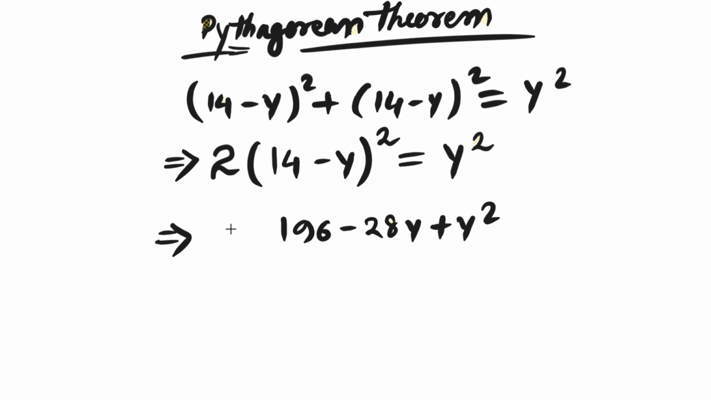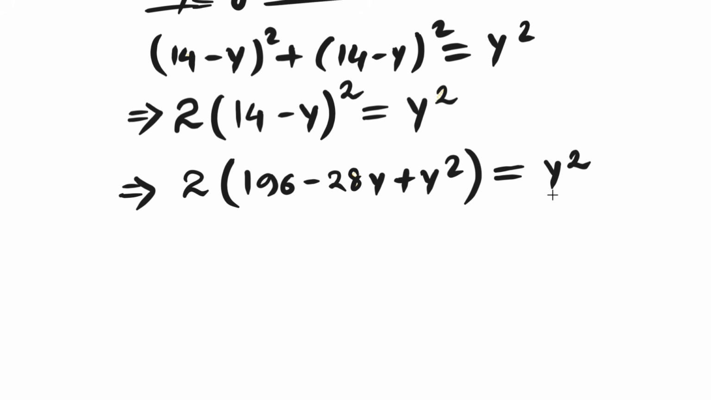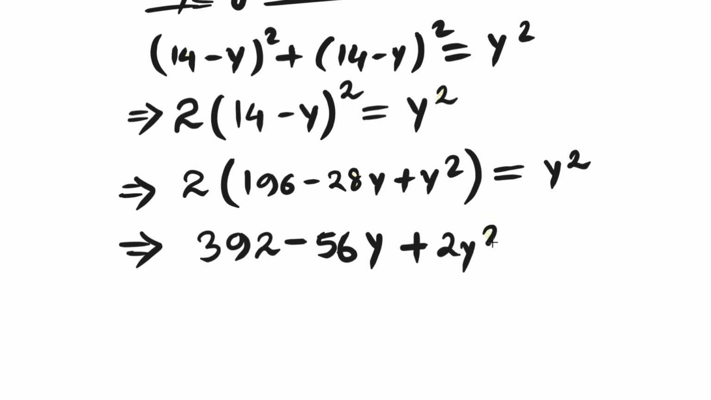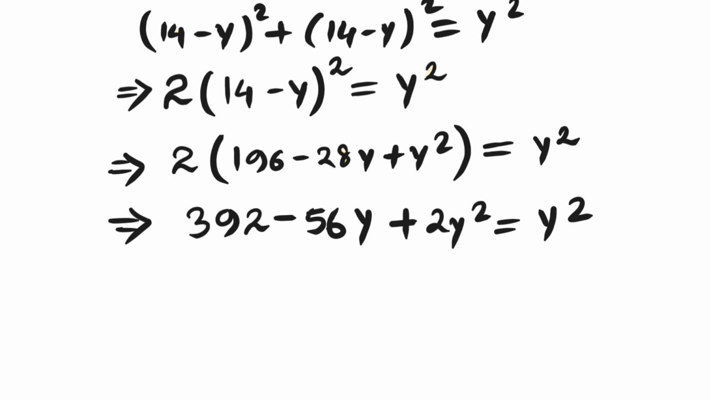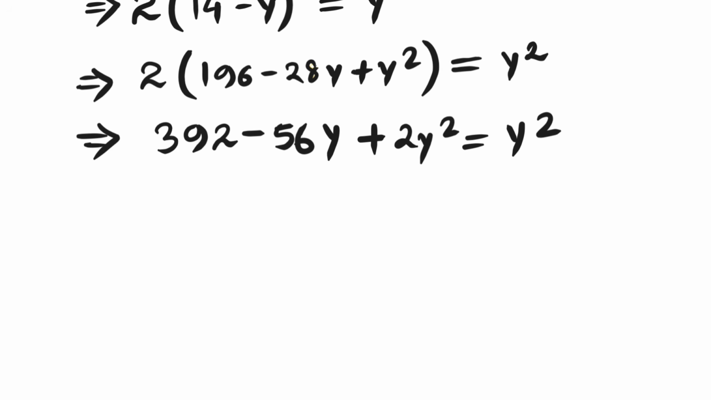Therefore, our equation becomes 2 multiplied by the quantity 196 minus 28y plus y squared equals y squared. Now distribute the 2 across every term inside the parentheses. 2 multiplied by 196 gives 392. 2 multiplied by negative 28y gives negative 56y. And 2 multiplied by y squared gives 2y squared. So now we have 392 minus 56y plus 2y squared equals y squared.